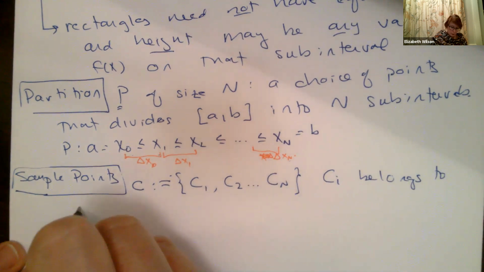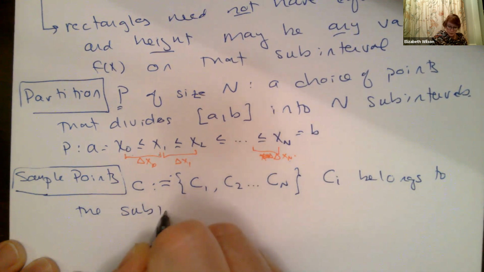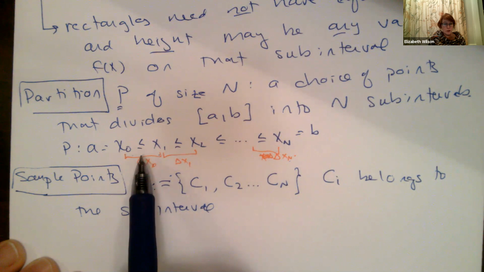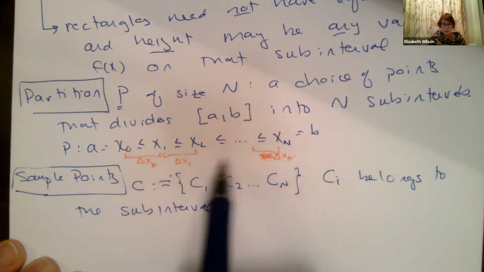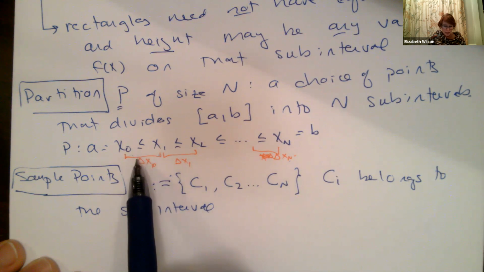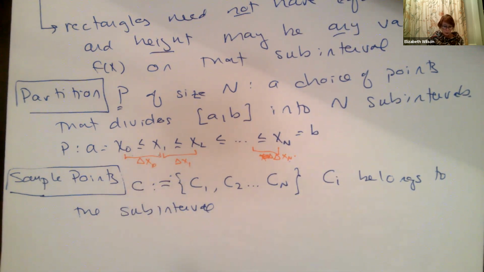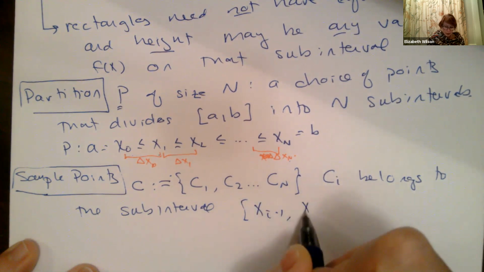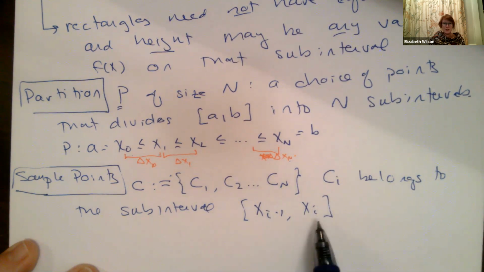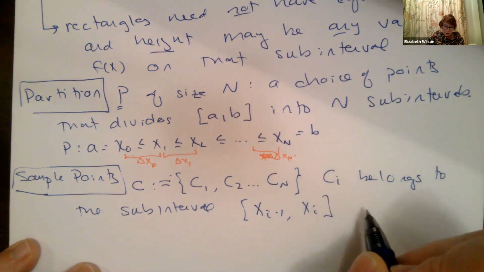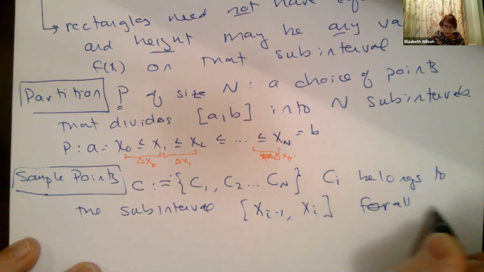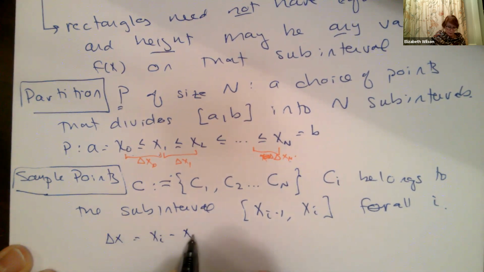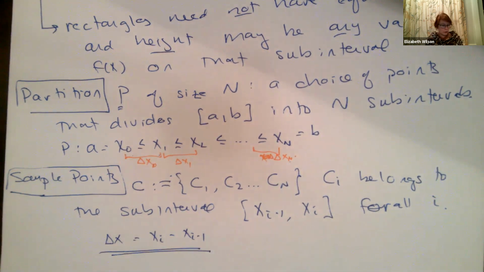So each C sub i belongs to the subinterval. C sub 1 has to be within this x0 to x1 range. I can't say C sub 1 is going to be anywhere. It's got to be within here to here because I'm going to then find a height that corresponds to that particular rectangle. So it belongs to a subinterval x sub i minus 1 comma x sub i, the one just before it to the one that we're looking at. So for all i, I'm going to use that to define my delta x. It'll make sense when we work through an example too.